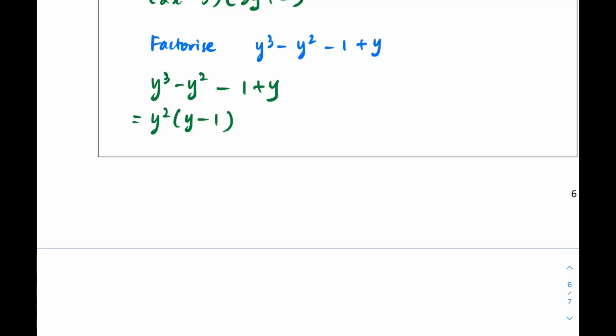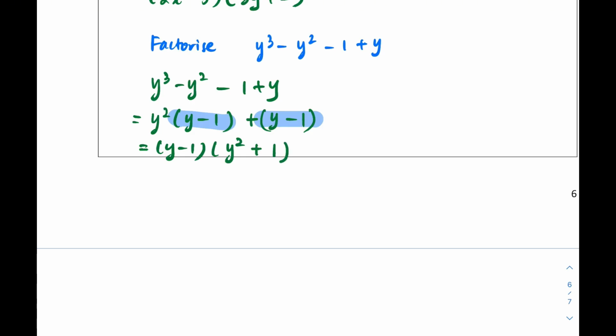There is certainly no common factor here, but we do recognize that if we switch the position of y and negative 1, we would have something that is exactly the same as the y minus 1 left in the first group after we extracted the common factor y squared. So can we see that now our common factor is y minus 1? If I extract y minus 1, what would be left would be y squared plus 1.